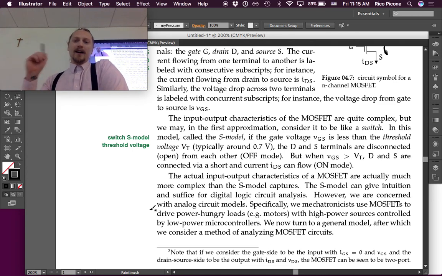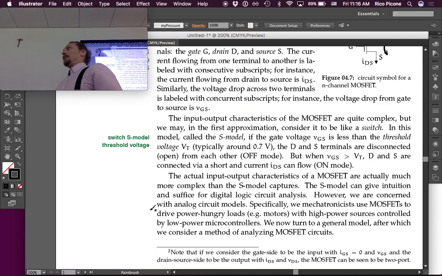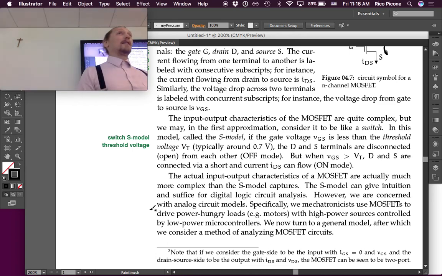Specifically, we use MOSFETs to drive power-hungry loads like motors, okay? Need a lot of power. With high-power sources controlled by low-power microcontrollers, okay? So that's kind of the big picture of what we're going for here. This is why we're talking about MOSFETs. MOSFETs can be used for lots of things, including amplifiers and all kinds of good stuff.